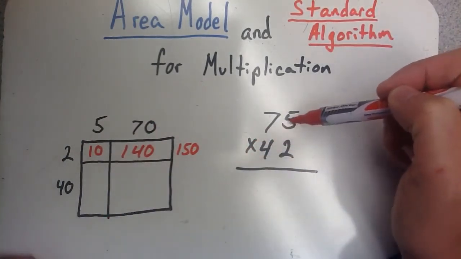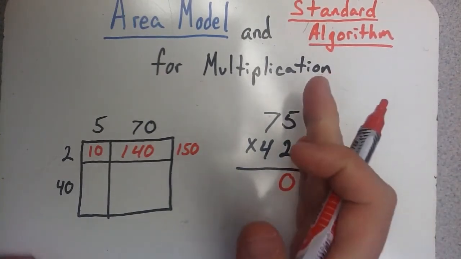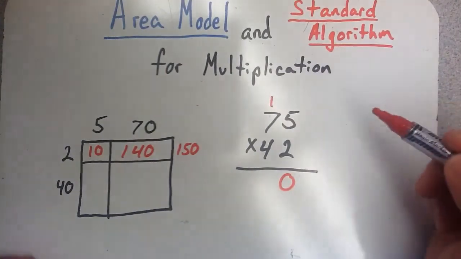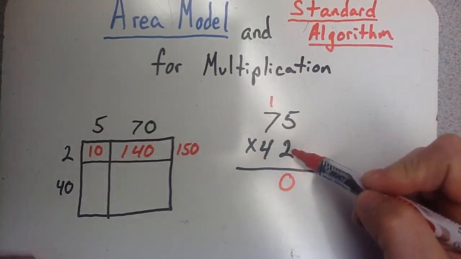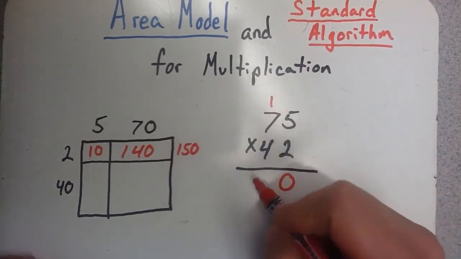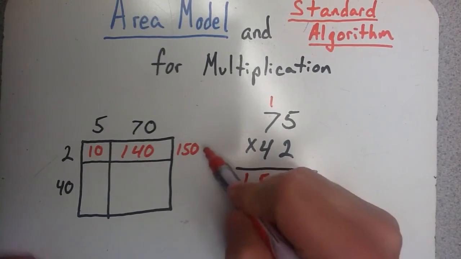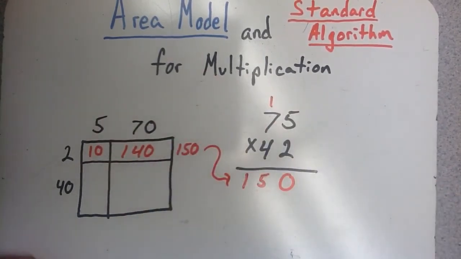2 multiplied by 5 is 10, so I put my 0 here. Now 10 ones become a 10, so I'm going to move that over. 70 multiplied by 2 is 140, plus my 10 is 150. And if you notice, those two lines are identical.